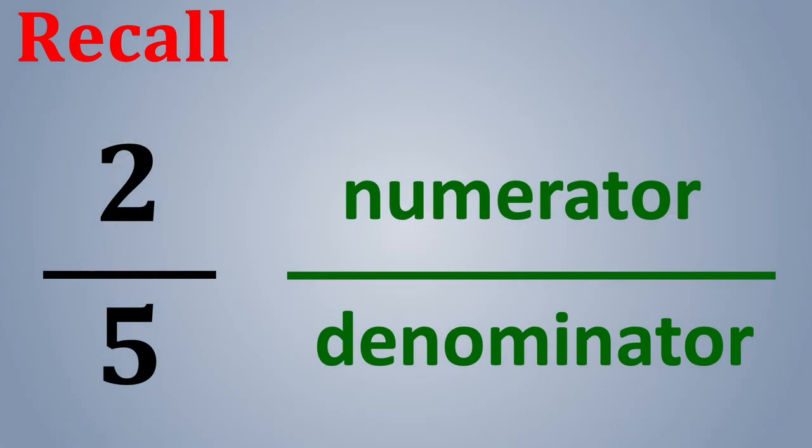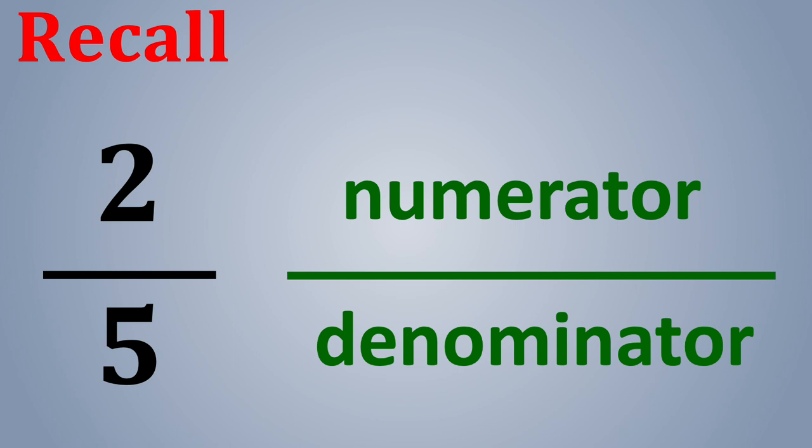Kung marerecall ninyo class, yung fraction ay may iba't-ibang klase base sa description ng kanyang numerator at denominator. Sa nakikita ninyong example na 2 over 5 or 2 fifth, wherein the numerator is number 2 and the denominator is number 5, this kind of fraction is known as proper fractions. Bakit proper fraction? Since ang numerator natin is smaller or less than the denominator. So we call this fraction as proper fraction.